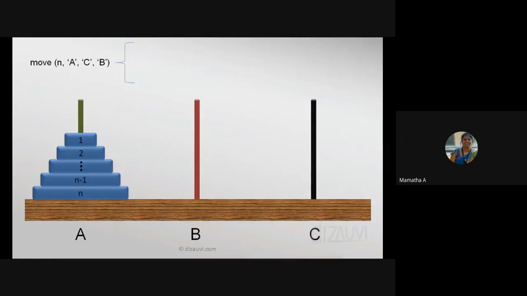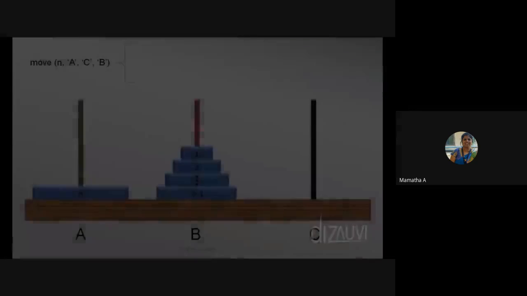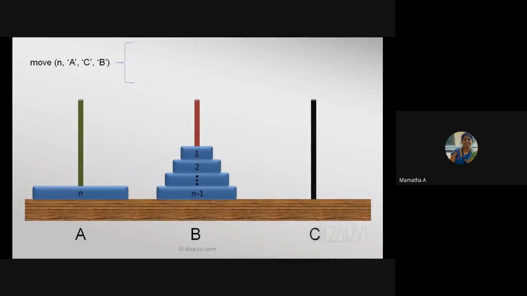And first you should convince yourself that this is possible. That is, we can move all these disks from A to C using another tower. And if you are convinced, let's proceed. So if we can do that, it essentially means that we should be able to move these n-1 disks from tower A to tower B using C as an intermediate, right?